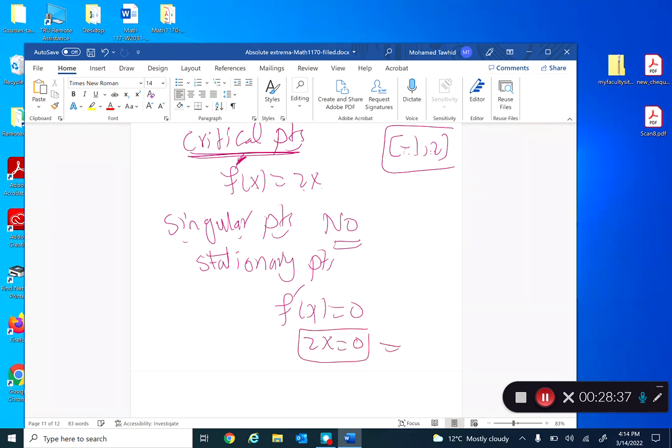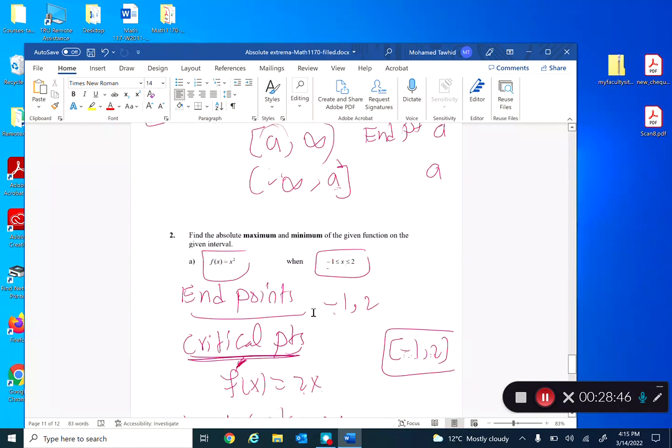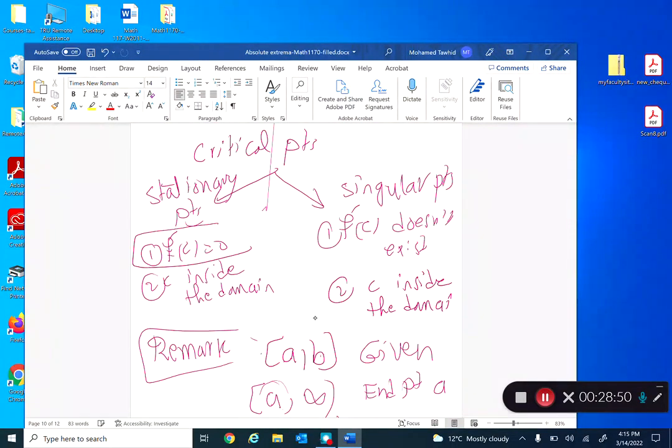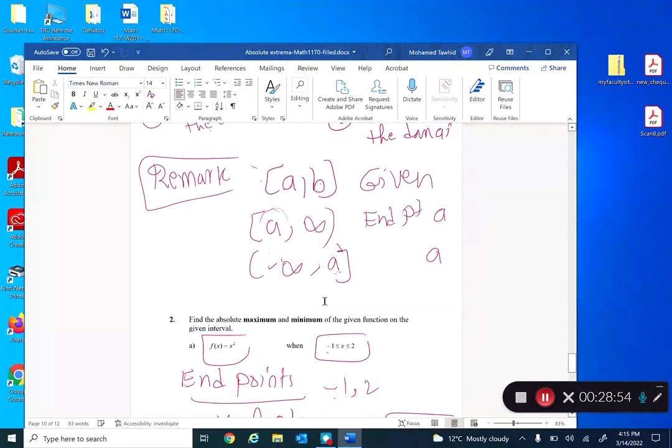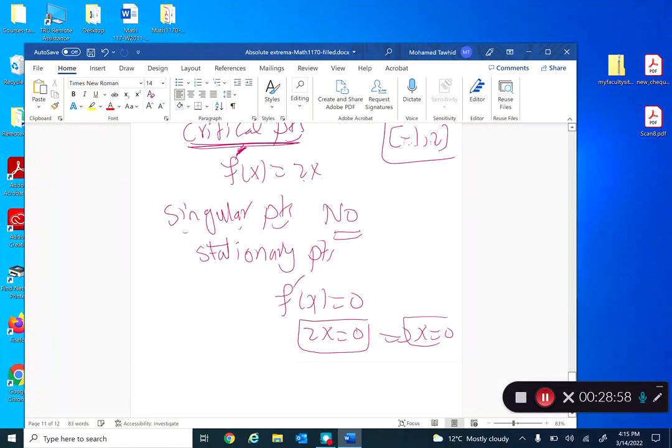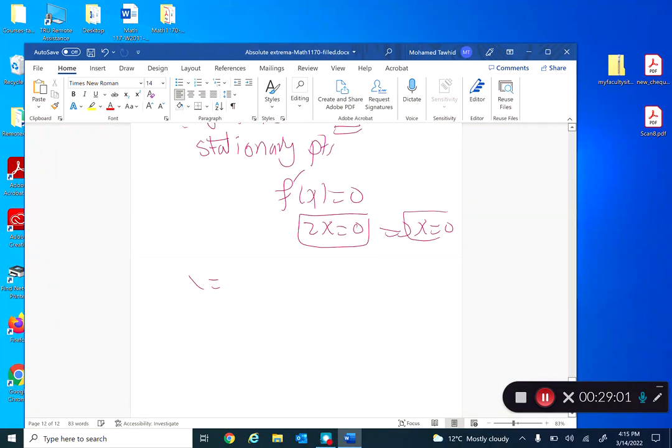Go ahead and solve that, you get x equals 0. So the question now is, is 0 inside the domain? If you recall the definition of a stationary point, your derivative is 0. Here, look what you have, your derivative is 0. I took the derivative, equated that to 0, and the c must be inside the domain. So is 0 inside -1 and 2? Yes. So x equals 0 is inside the domain, inside -1 and 2. So yes, we have a stationary point.